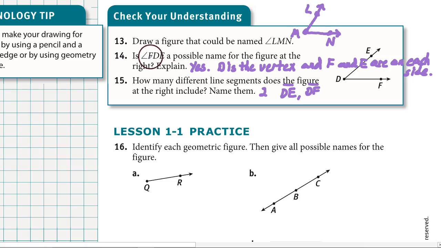Question 14, is angle FDE a possible name for this figure? So F to D to E, yes, that does trace that angle. And explain why that is a possible name, because D is the vertex, and F and E are on each side of the angle. Number 15, how many different line segments does the figure at the right have? It has a segment from D to E and a segment from D to F, so it has two segments.